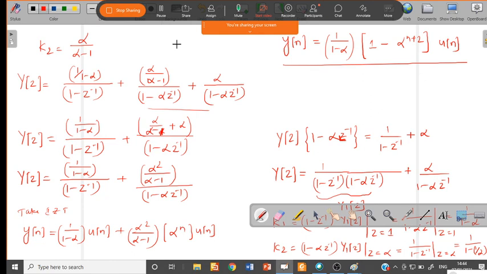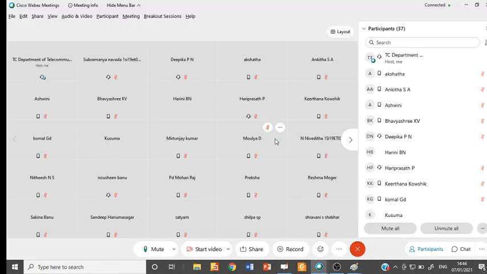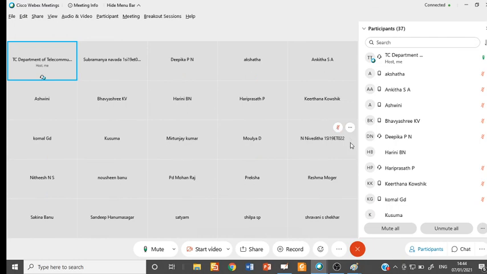Anybody has any doubt? Okay, so this is about your Z transform unit, and we solved many problems, and this completes your 4th unit. And next week I'll give the quiz. Maybe I'll schedule it on Wednesday and you can write. I will send some of the problems, you can read. If you have any doubt you can call me and ask, and I'll also give some assignment problems you can submit.